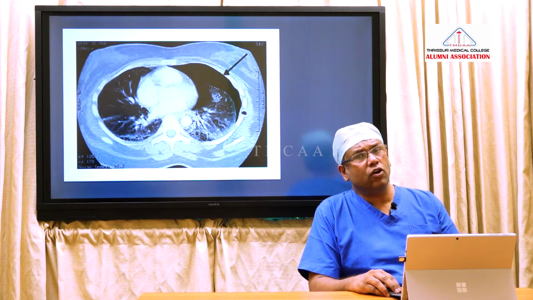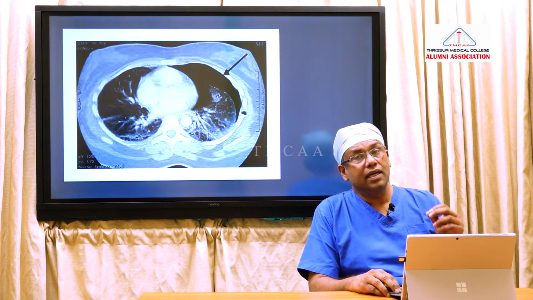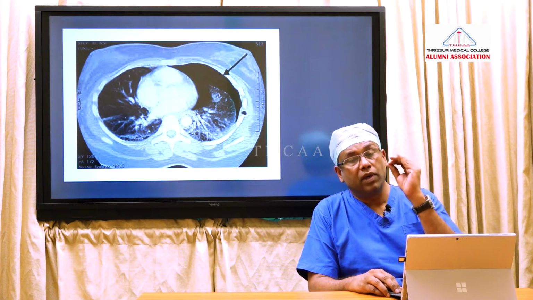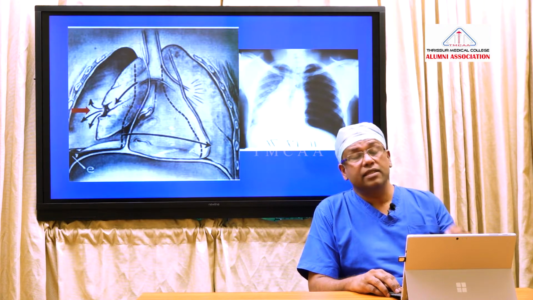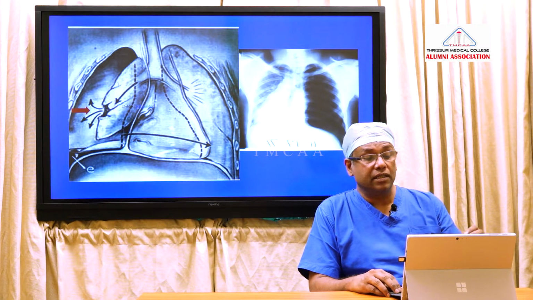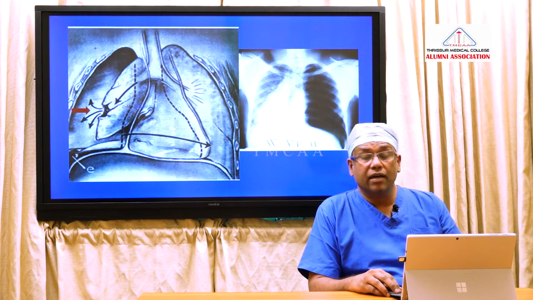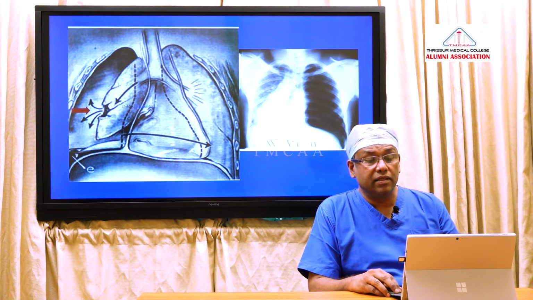So whenever you have complex injuries to the chest, CECT is the best investigation in a blunt trauma chest. X-rays definitely will give information, just like in this case where you can see that there is a massive pneumothorax and the mediastinum gets shifted onto the other side. So now what will you do?